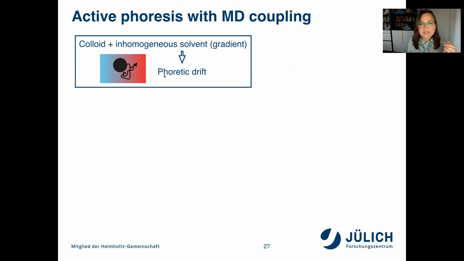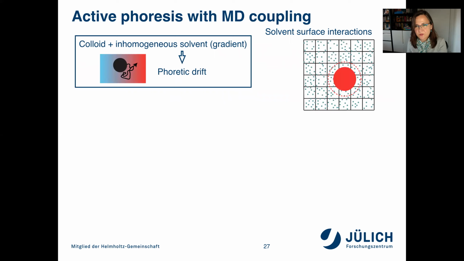This is called phoresis, the phoretic drift, and it can be up the gradient or down the gradient. And depending on the origin of the gradient, it's called thermophoresis, electrophoresis, or diffusiophoresis. So if you want to simulate this with MPC, you need to have these interactions of the solvent at the surface of the colloid, because that's what is going to bring you the phoretic effect.